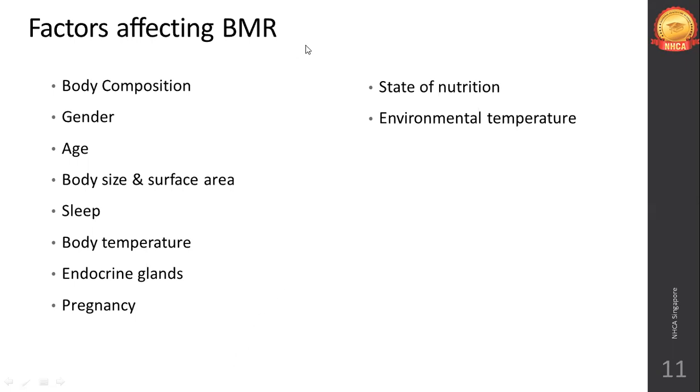Then we have environmental temperature, that is seasons like summers. In summers you will naturally have high BMR, and in seasons like monsoons and winters, when it's a cold season out there, your BMR will be low. So it's easier for you to lose weight during summer months and gain weight during winters.